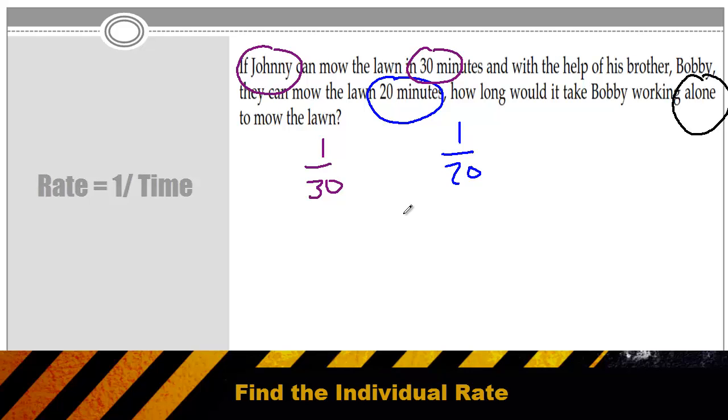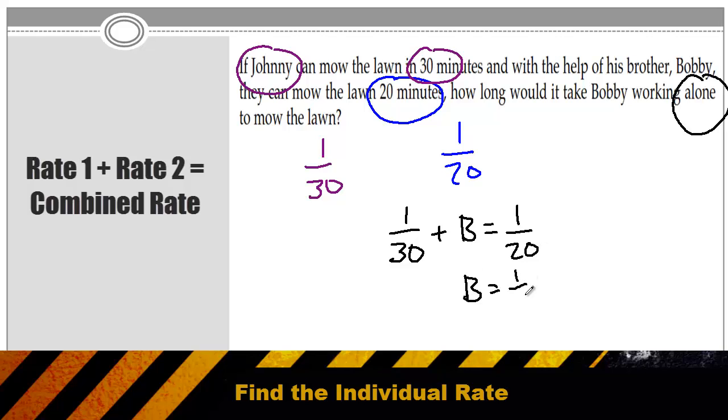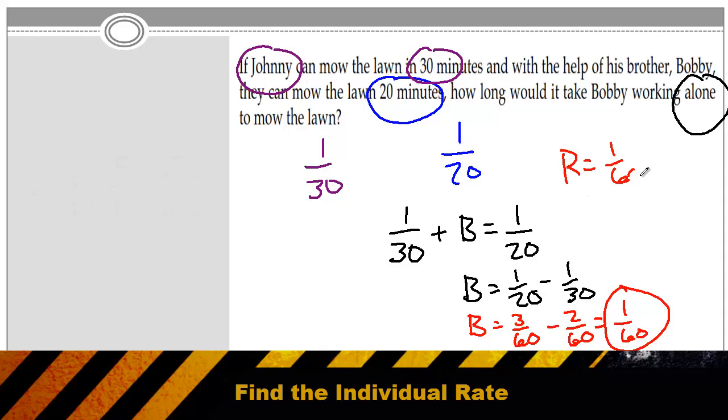So we could write the equation that every minute Johnny mows 1/30th. Then Bobby mows some portion that we don't know yet. And when we combine those 2 portions, they equal 1/20th of the lawn. Or Bobby's portion is equal to 1/20th minus 1/30th. We rewrite this with common denominators, and we get Bobby's portion is equal to 3 over 60 minus 2 over 60, giving us 1 over 60. And that's his rate. So if his rate is equal to 1 over 60, we know his time must be equal to the upside down of that, or 60 over 1, which, just like our last problem, ends up being exactly 1 hour.